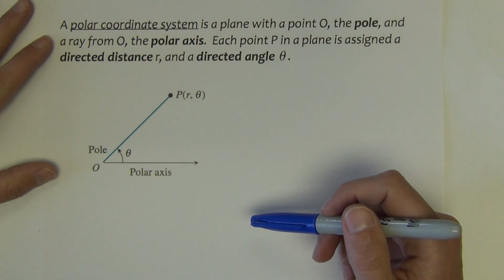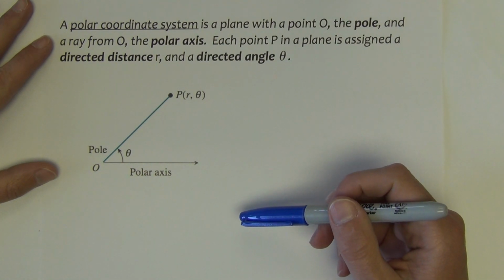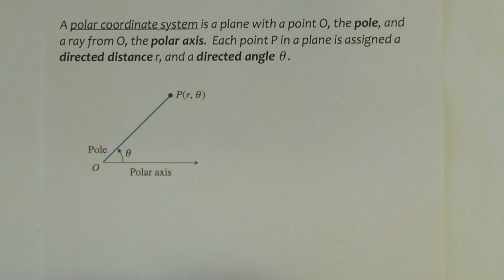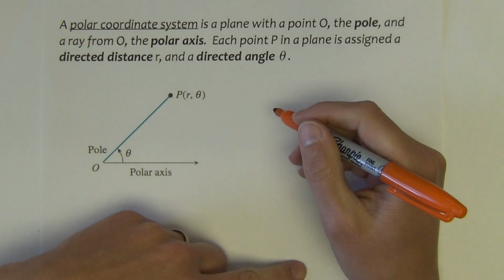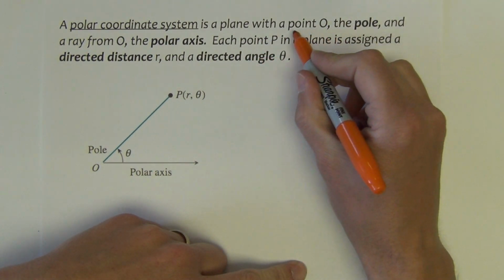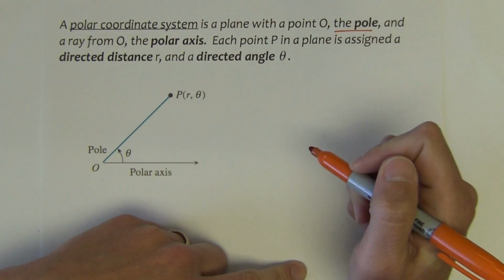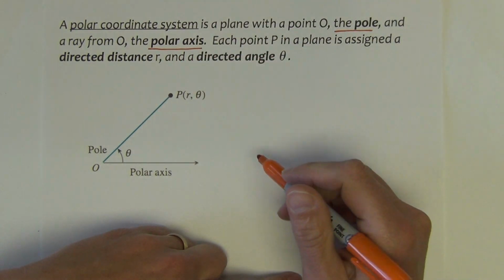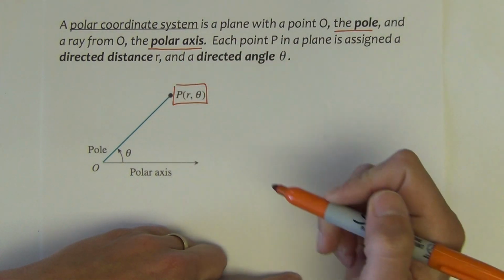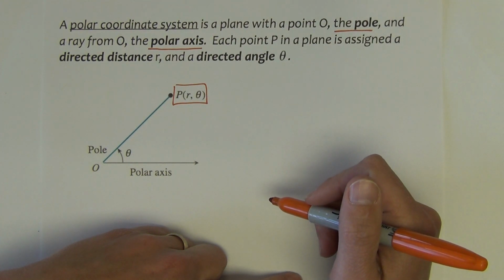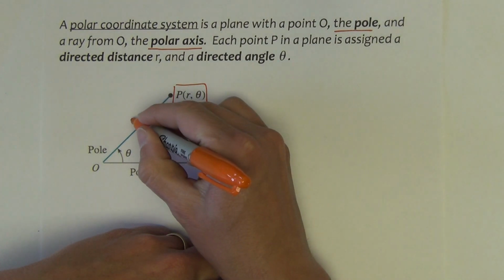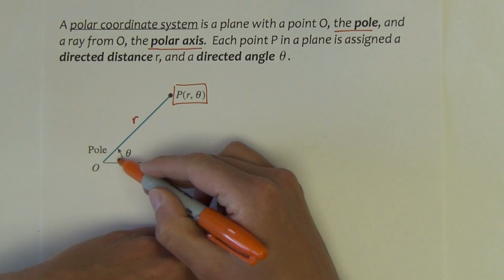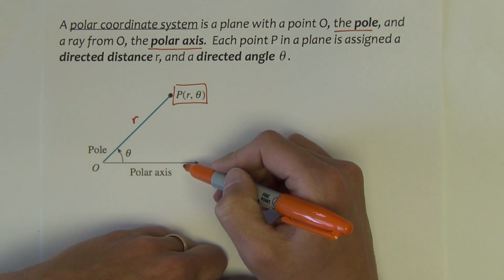A polar coordinate system is a plane with a point O called the pole and a ray from O called the polar axis. Each point in a plane is assigned a directed distance r from the pole and a directed angle from the polar axis.